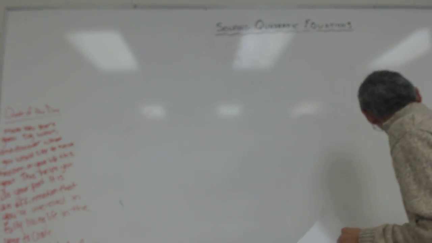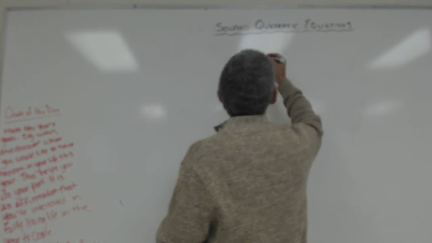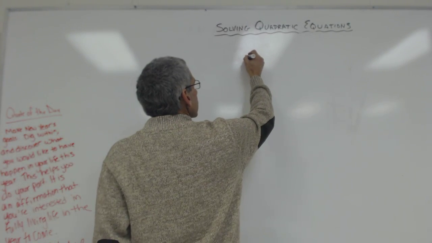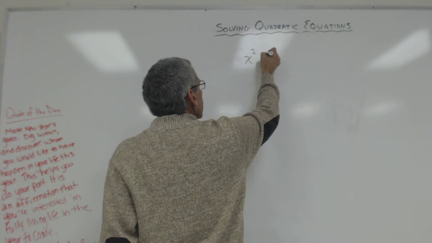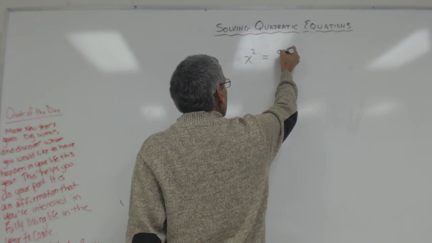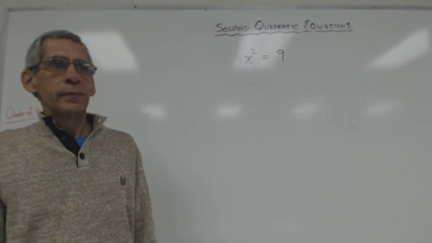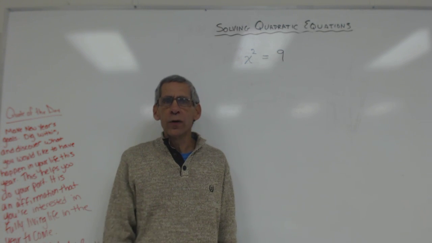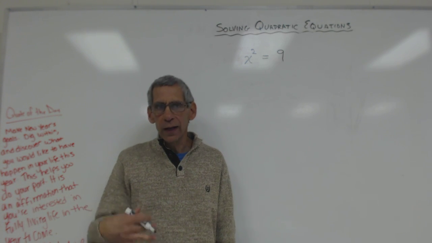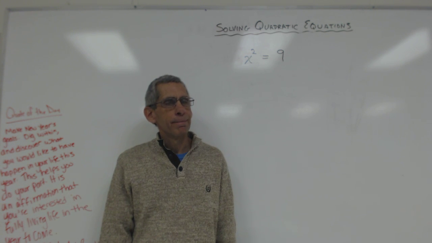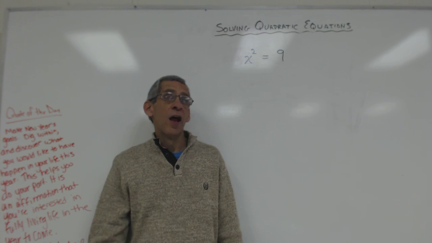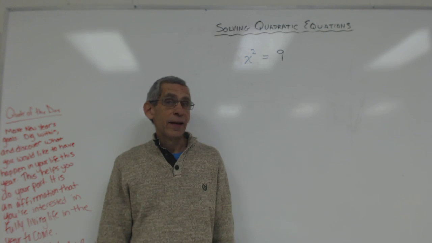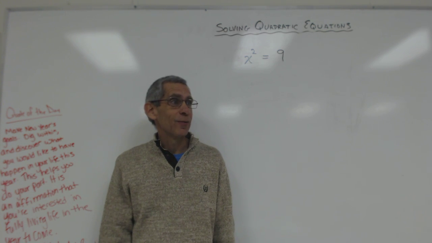Okay, so let me ask you a question. What if I gave you an equation like this? x squared equals 9. How could you solve it for x? I don't want to know what x squared is. I want to know what x is. How could I solve that? I could just not solve it, right? But then I wouldn't get any money, and that would be a bummer, right?